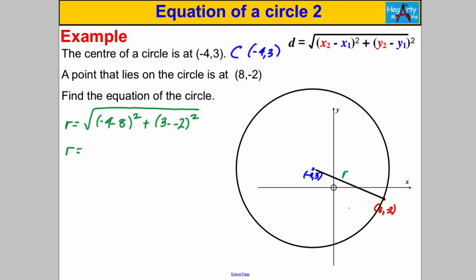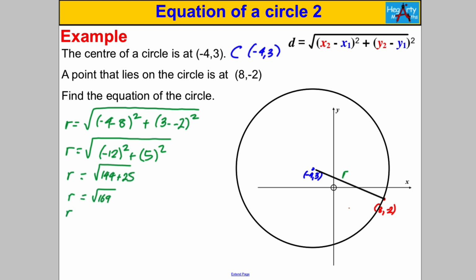So r is going to be the square root of -12 all squared, add 5 squared. Now -12 squared is 144, positive 144, so this is the square root of 144 add 25, so r is the square root of 169, which actually gives us a nice number, which is 13. Now we've got the radius, we have the center, we can just state the equation of our circle. x subtract a squared, x subtract -4 squared, so it'll be x add 4 all squared, add y subtract b squared, which is y subtract 3 squared, is going to equal the radius squared, 13 squared, and we're done.